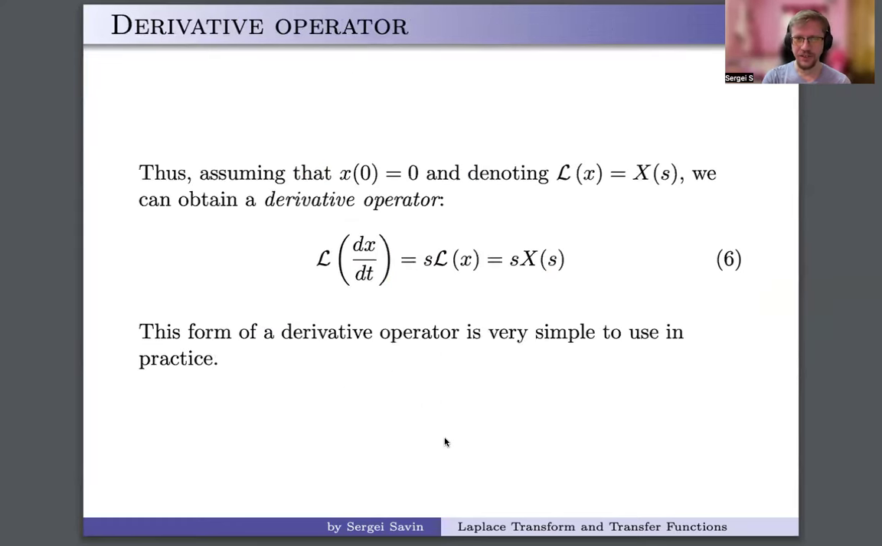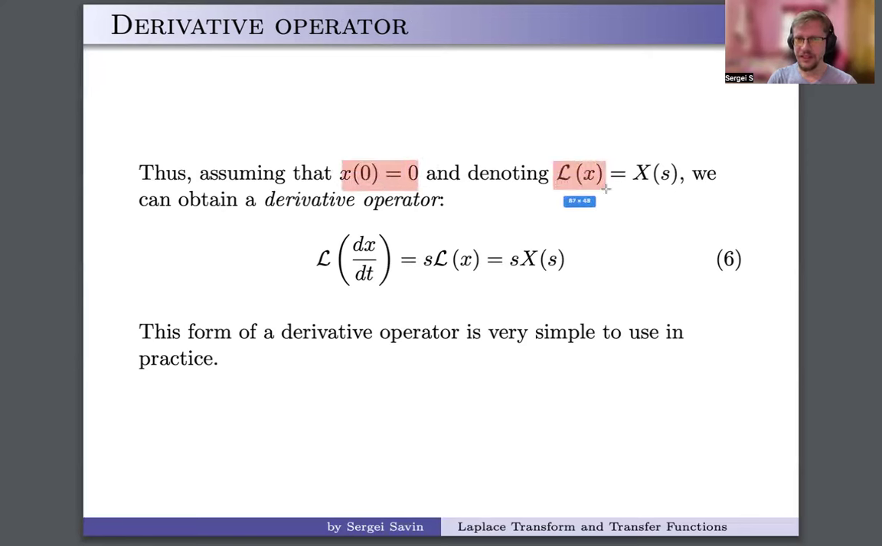Now, we can do something with it. We can assume that x of 0 is equal to 0. That is a standard assumption in all Laplace theory. In fact, when you deal with Laplace theory, this is an implicit assumption. You always assume that x of 0 is equal to 0. Absolutely standard. That is a limitation. If you are interested in initial conditions other than 0, you are in bad luck. Laplace transform doesn't like it. But if you're not, then good enough assumption.